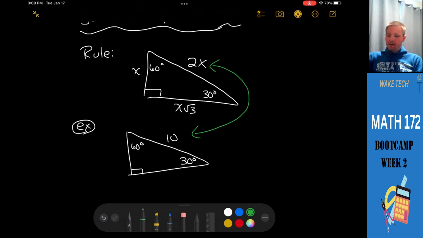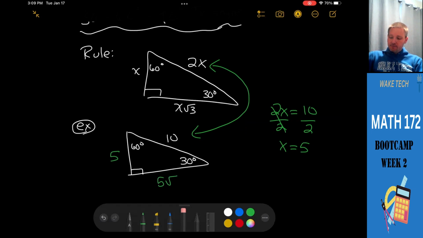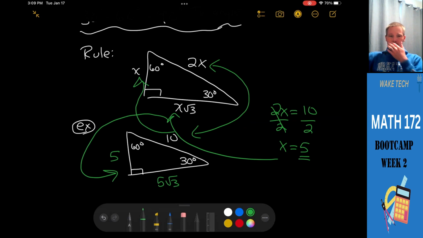So in our case, we have the hypotenuse, which is 10. We can set that equal to 2x, that's what it matches with from the rule, and solve for x by dividing by 2. What this tells us then is that the x side of the triangle is 5. The x times the square root of 3 side is 5 times the square root of 3. We get x, and then we plug it in for x in the rule, using those to label our triangle below.